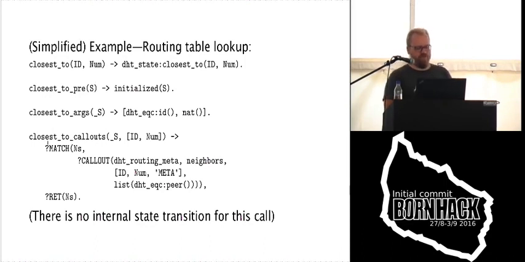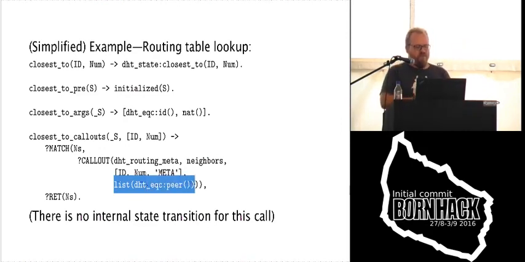Then you have the call out specification. It essentially says how the mocking system works. When you call in with this ID and num, I expect that there is a call to this routing meta system, asking for neighbors, with ID and num, and this is just a dummy variable. So this is what we expect the mock to have in its callout, and we expect it to return. Then our generated return is a list of peers. This is a generator that generates a random list of peers that we give back.